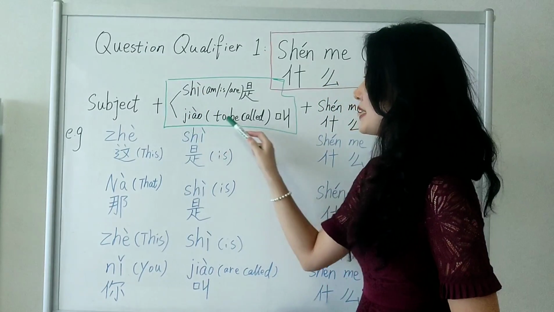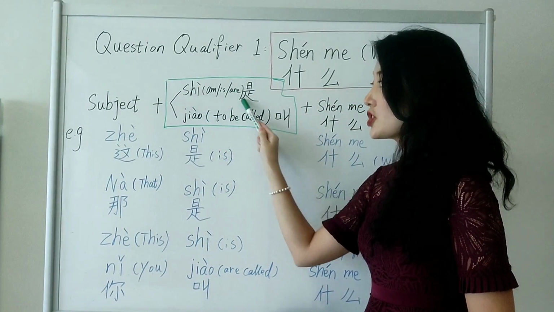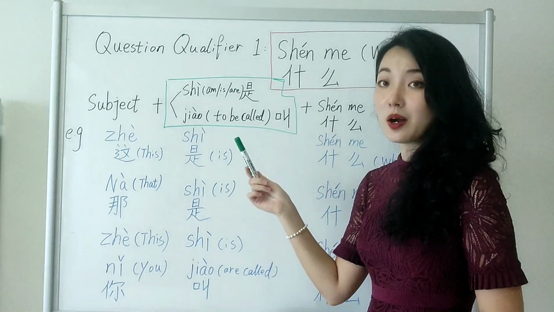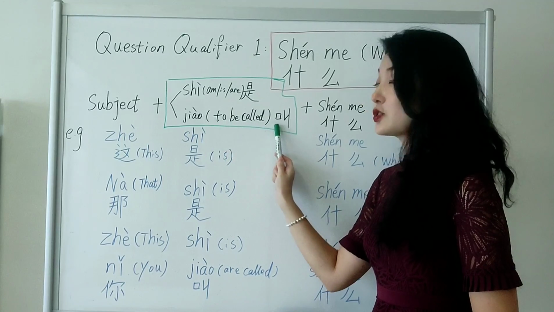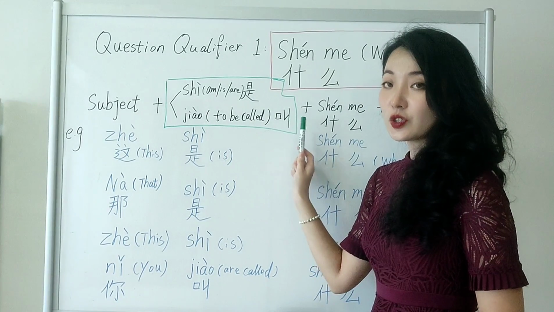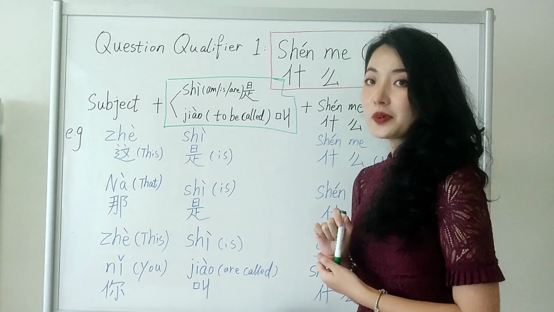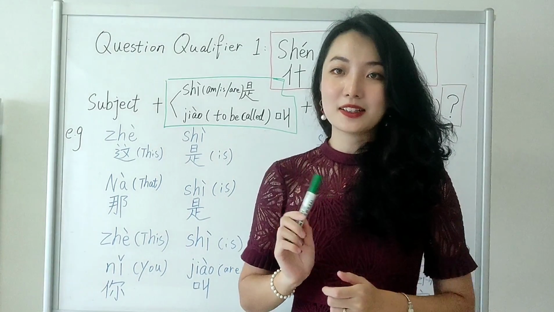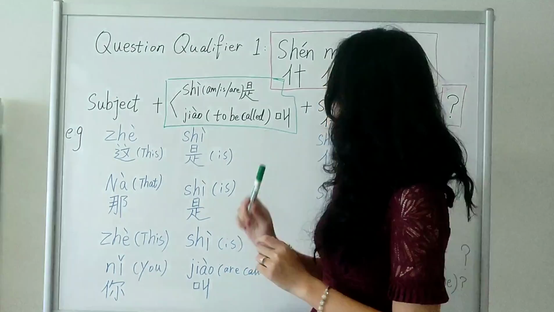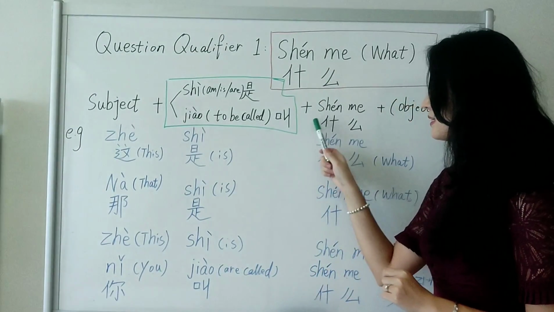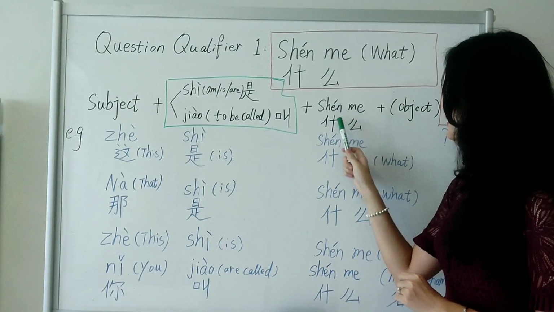And the second part is a very important element. It could be either 是, which means am, is, are, or to be, or 叫, means to be called. And these two are also called predicates. If you are not familiar with predicates yet, please click the link below where we talked about the predicate. And then plus 什么, which means what.